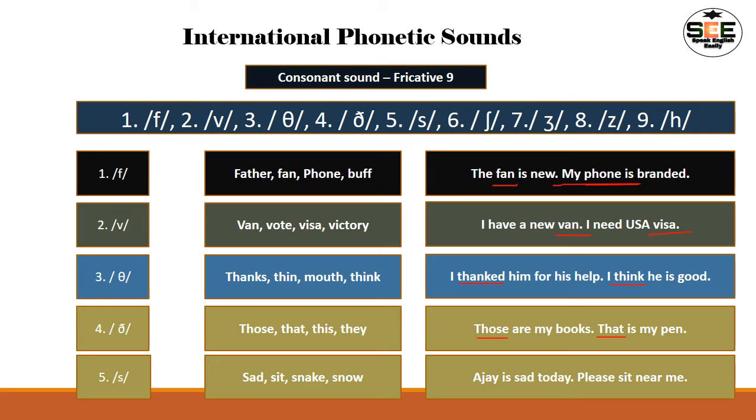Ajay is said. Ajay is sad today. Here definitely this "sad" word is producing the s sound, the letter s is producing the sa sound. Next sentence: please sit near me. Yes friend, here also "sit" is producing the sa sound. So I hope you understood it.